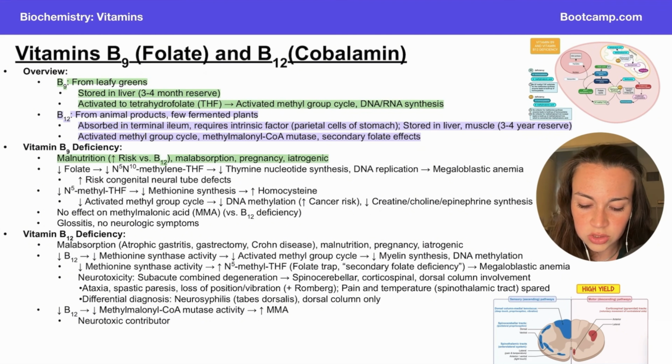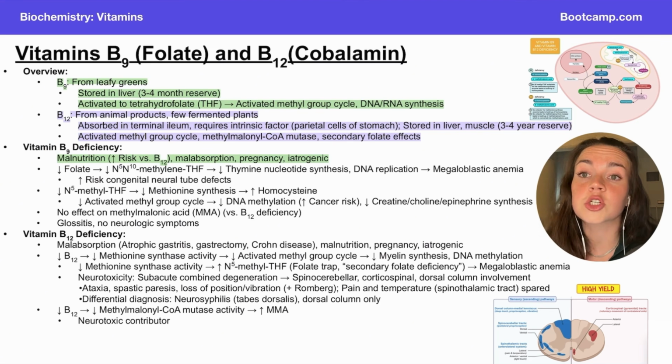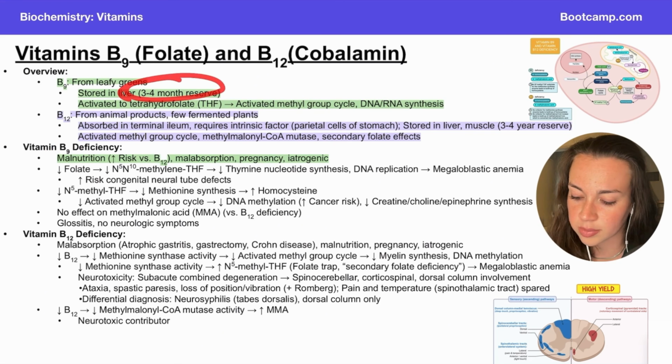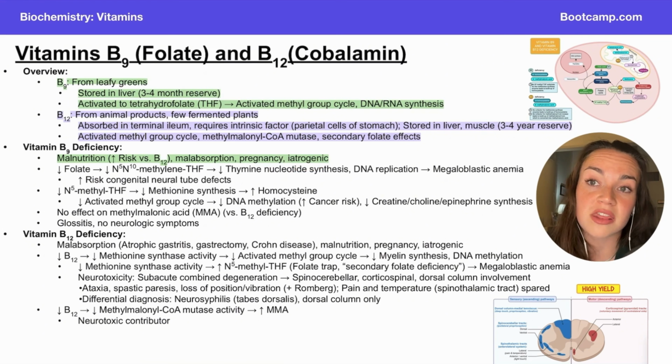This can come from malnutrition, malabsorption, pregnancy, or be iatrogenic, caused by certain drugs. The risk of a deficiency, especially one from malnutrition, is increased in a folate deficiency compared to a B12 deficiency because you have a much smaller reserve of vitamin B9 in your body compared to vitamin B12. Some iatrogenic causes of a folate deficiency include drugs like methotrexate, trimethoprim, sulfamethoxazole, and phenytoin.